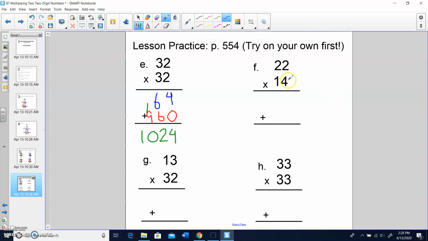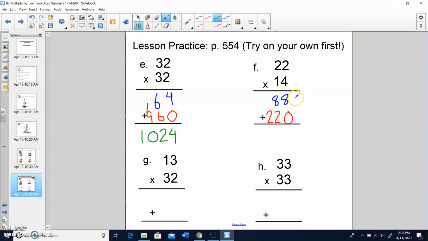Okay. Ones place, so I'm taking 4 times 22. I'm going to do it one digit at a time. 4 times 2 is 8, and then 4 times 2 is 8. Moving to the tens place, so I'm going to hold the 0 so I know where to put my answer. 1 times 2 is 2. And again, 1 times 2 is 2.